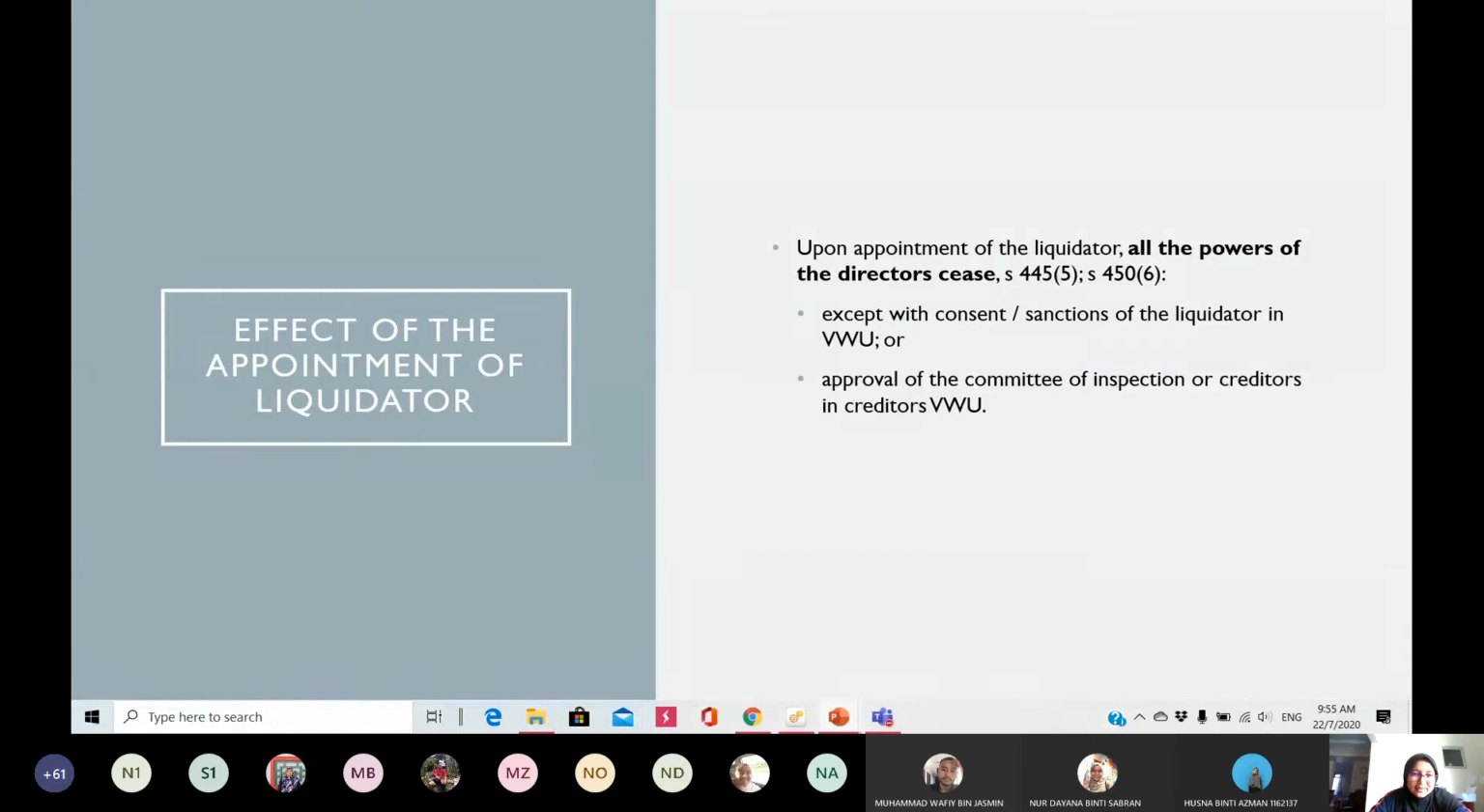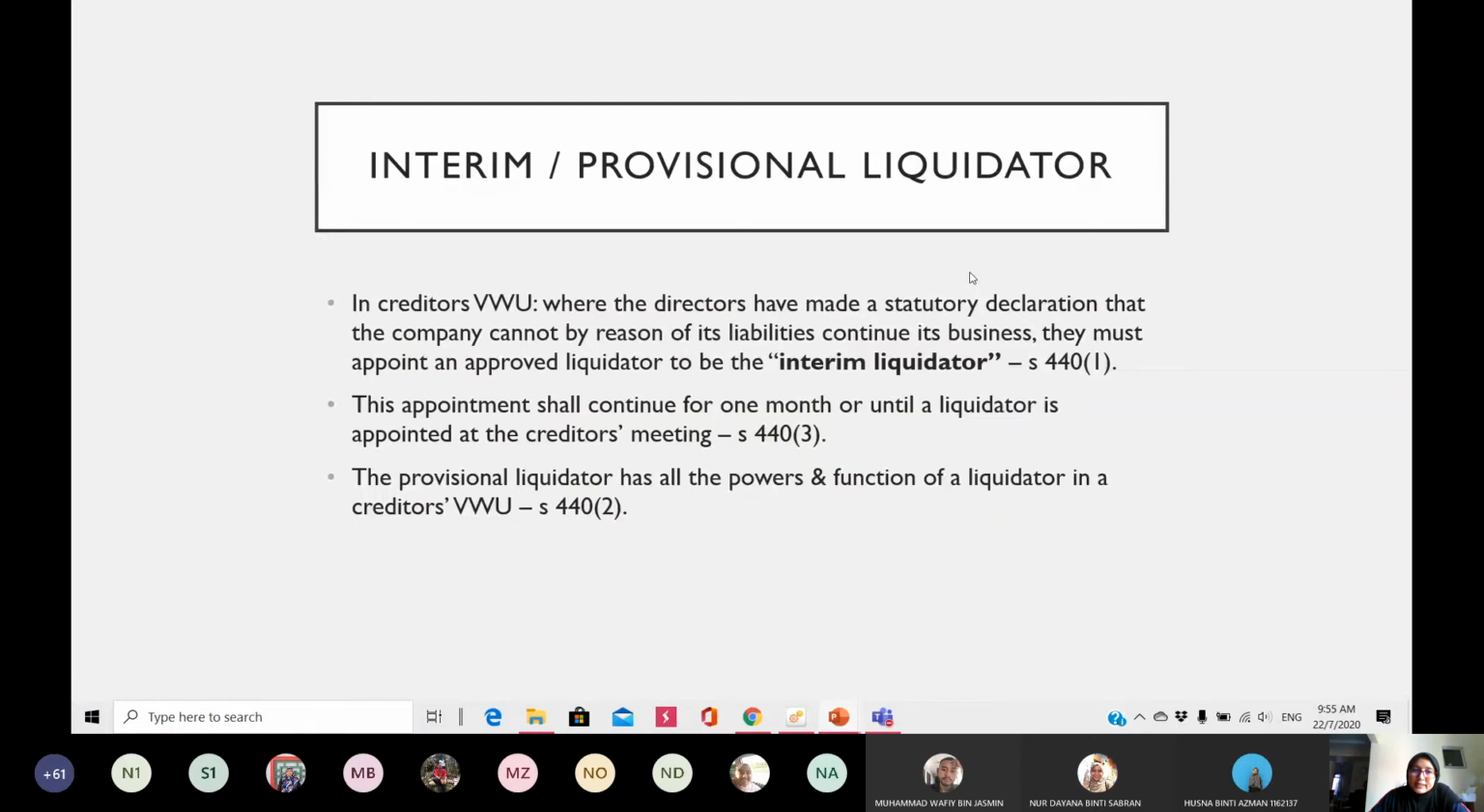Okay, so effect of the appointment of liquidator is sama dengan commencement of the winding up tadi, that is all powers of the director cease, except with the consent or sanction of the liquidators, certain areas in which the liquidator feels that the director should do this. For example, certain areas only the directors know what is best for the interest of the company, then the liquidator may allow for the directors to function in certain areas. Okay, so that is the effect of the appointment of liquidator.